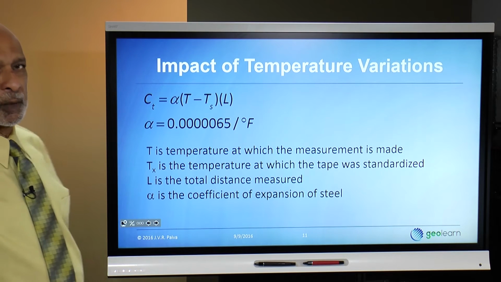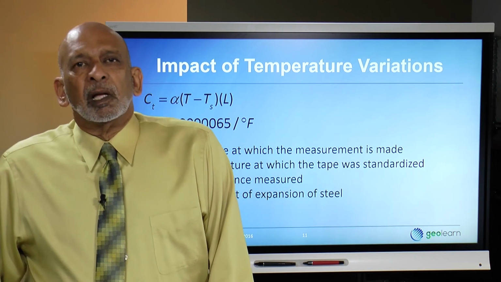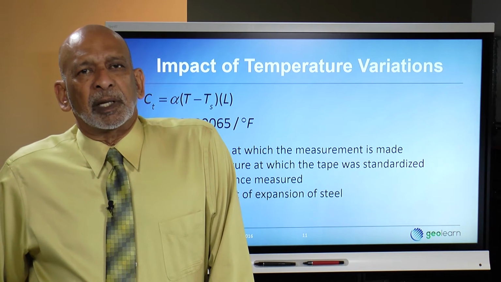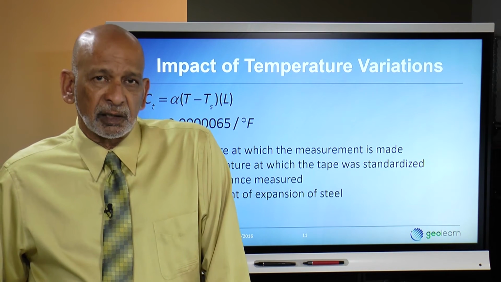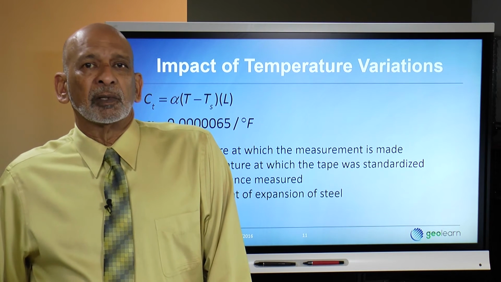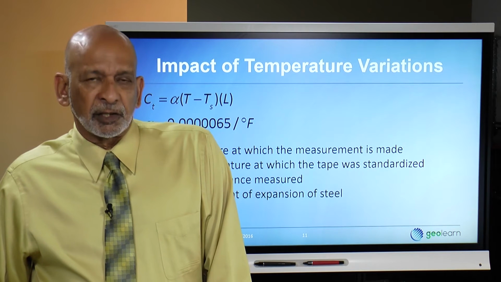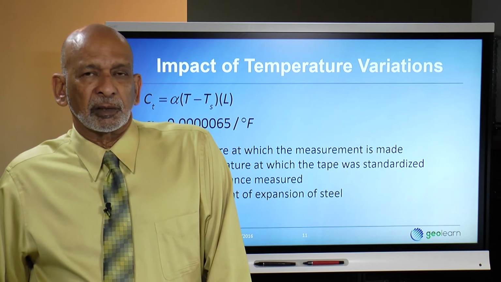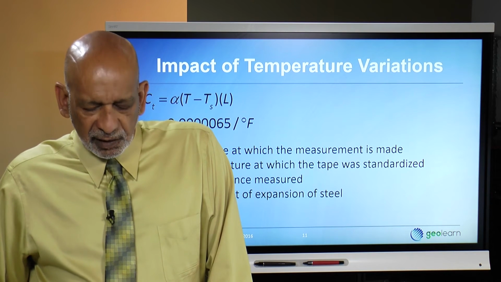All right, so let's talk about the impact of temperature variations. Temperature variations are probably the biggest source of error or corrections that surveyors need to apply when they're taping, or at least think about. And we'll talk later on, either in this lecture or near the end of the next lecture, how you kind of have to judge these things.